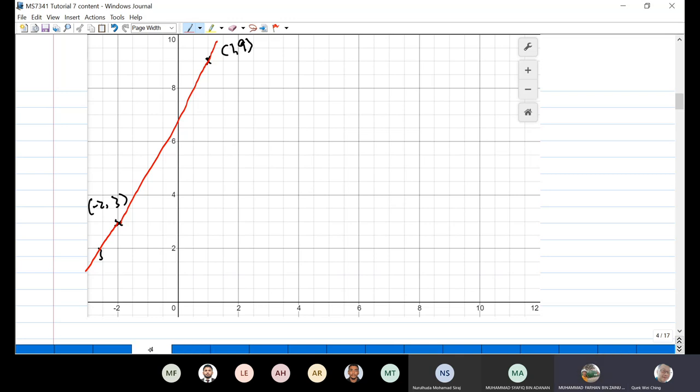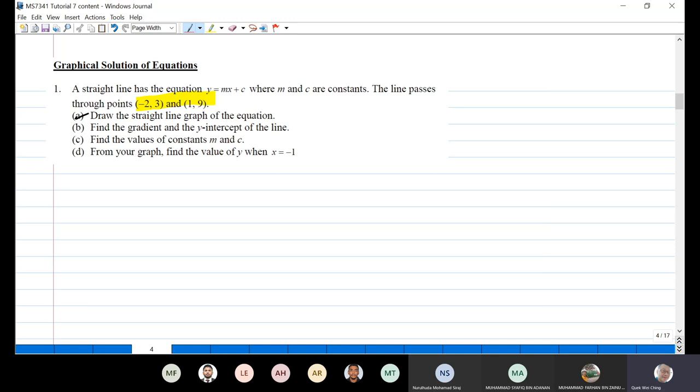So what's the next part? Find the gradient and y-intercept. Gradient actually is the m here. And c, we have a name for this, is actually the y-intercept. So just a repeat of what they are. How do you find the gradient? We have a formula for gradient here. The formula of gradient m is y2 minus y1 over x2 minus x1.